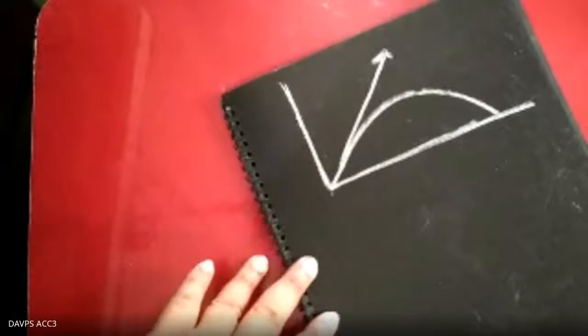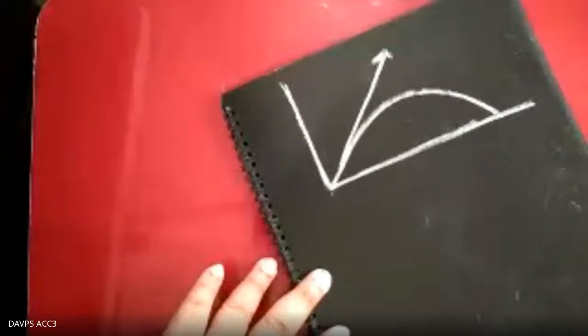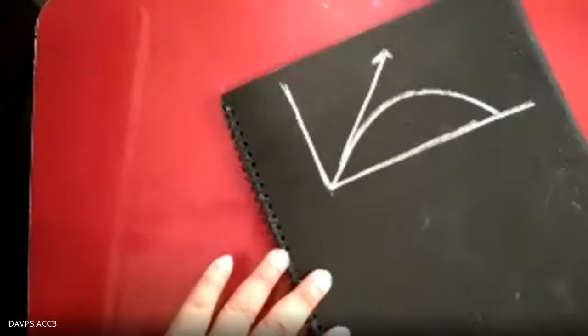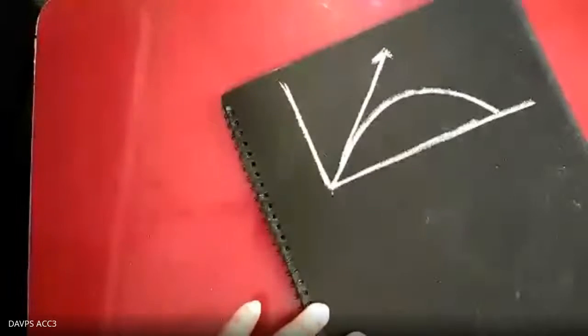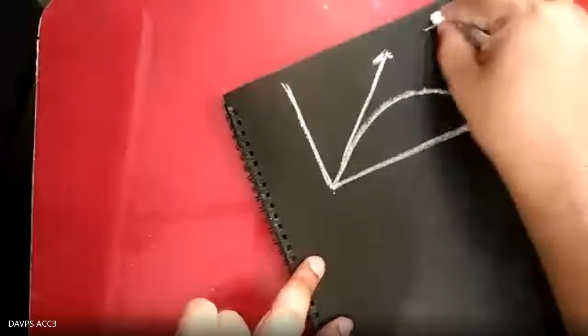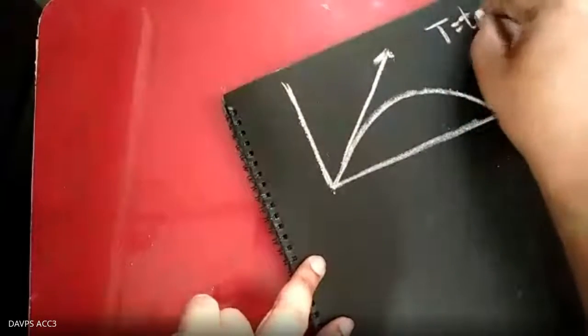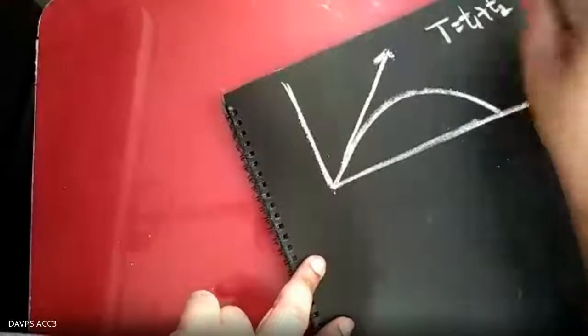Projectile attains the same height. Hence, the time of flight is equal to t1 plus t2. You have to prove it. Time of flight t equal to t1 plus t2. Just try to understand. This is the formula. You have to remember it.